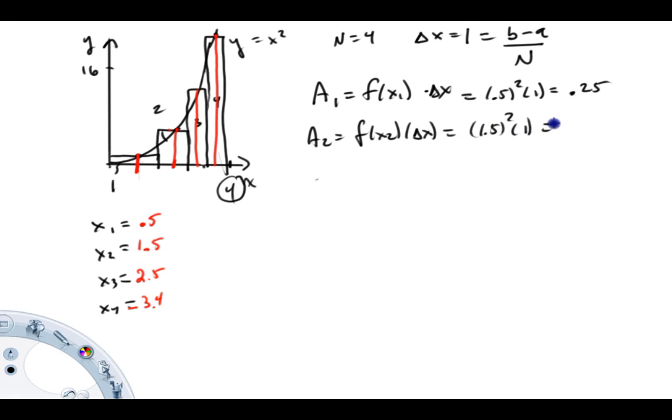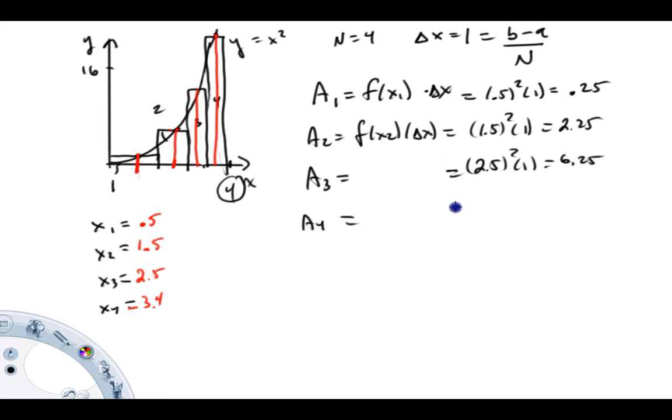Would somebody give me a numerical value? What's 1.5 squared? Two point what? Yeah, okay, that sounds right. 2.25. All right. Area 3 is going to equal f of x3 times delta x. I'm not going to bother writing it down. That's going to be 2.5 squared times 1. Would somebody give me 2.5 squared? 6.25? 6.25.